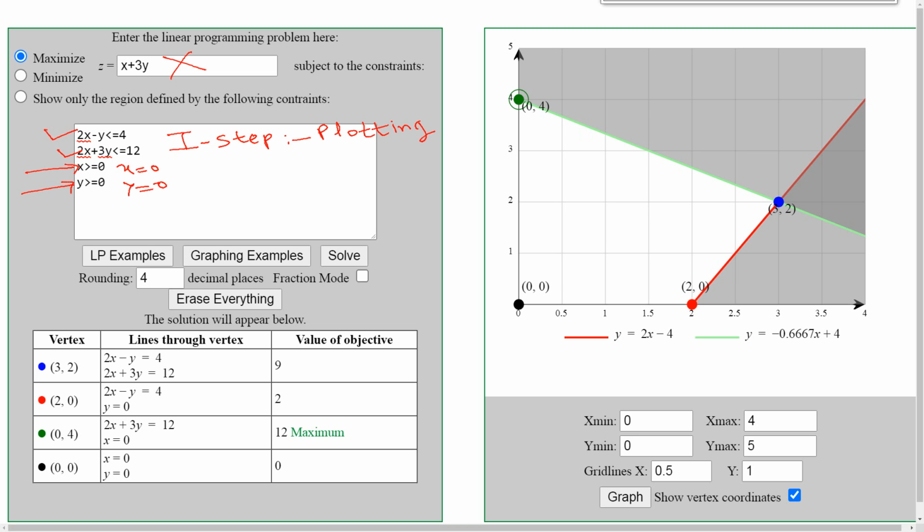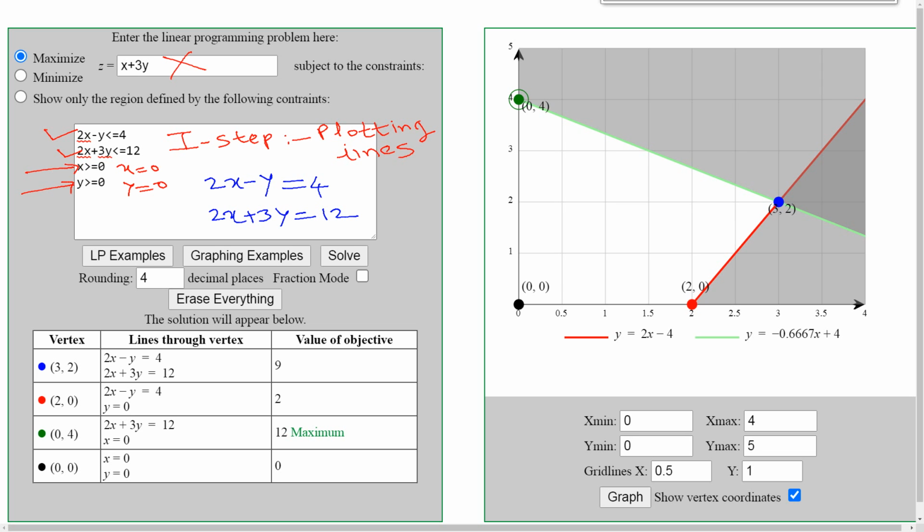So the first step consists of plotting lines. Now you have to plot two lines in this case because there are two linear constraints. Which are the two linear constraints? First is 2x minus y less equal to 4, and the corresponding line will be 2x minus y is equal to 4, and the second line will be 2x plus 3y is equal to 12. So how to plot lines? In the very first lecture we have seen. If you are not able to follow that, I will request you to watch the first video once again.